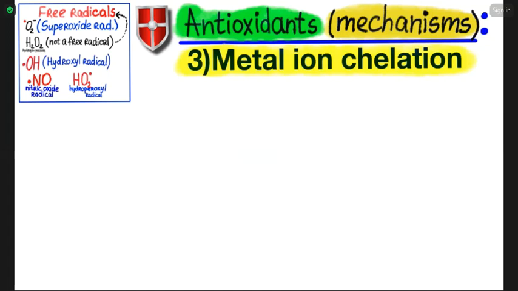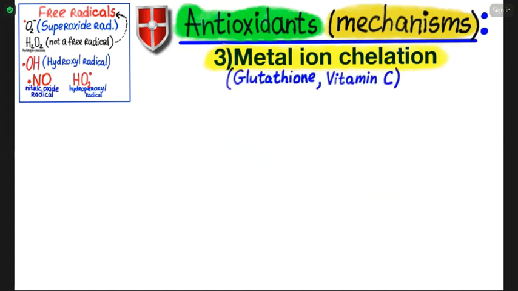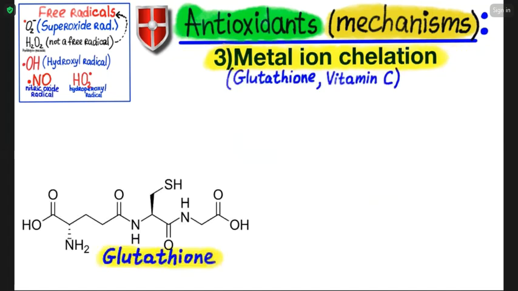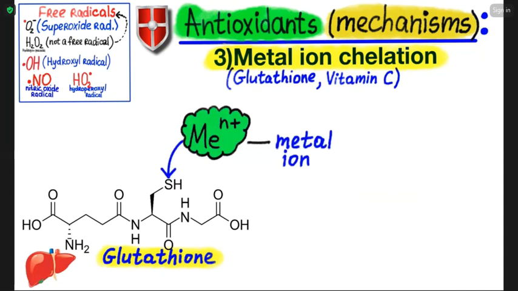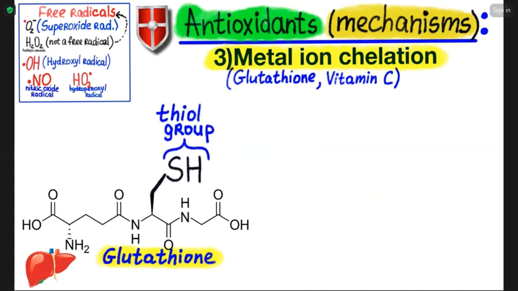The third mechanism is called metal ion chelation. Metal ion chelation is a crucial aspect of the antioxidant activity of certain compounds, including glutathione and vitamin C. Let's take glutathione as an example. You can see its chemical formula right here. Glutathione is a tripeptide molecule composed of 3 amino acids, cysteine, glycine, and glutamic acid. The liver is a crucial organ for glutathione synthesis. One of the essential functions of glutathione is its ability to chelate, or bind to metal ions, particularly transition metals like iron and copper. Glutathione contains a thiol group on the cysteine residue, which is crucial for its chelation activity.